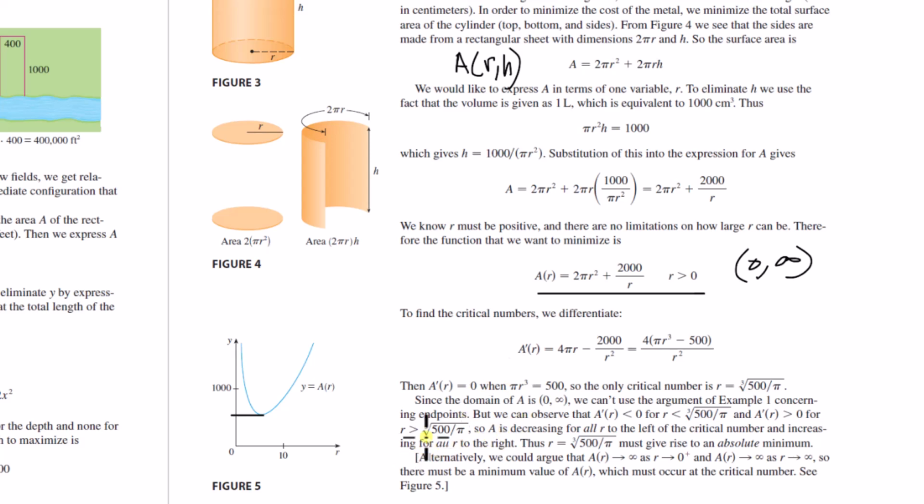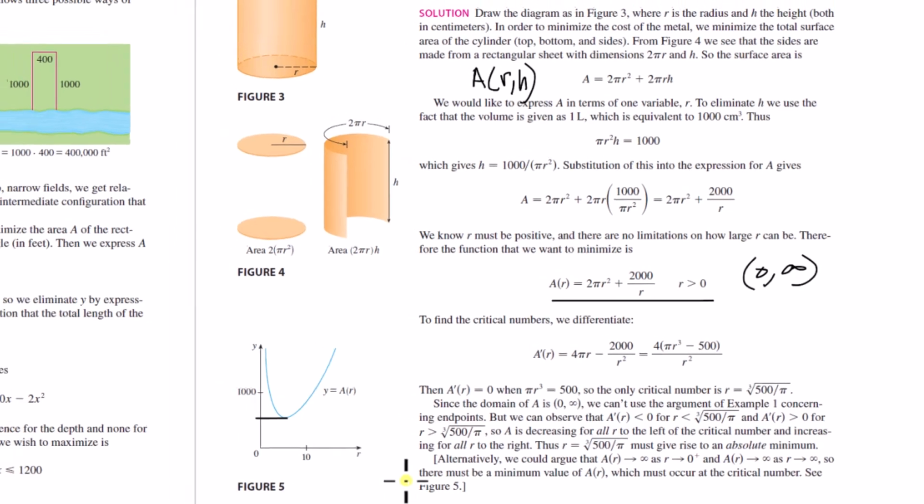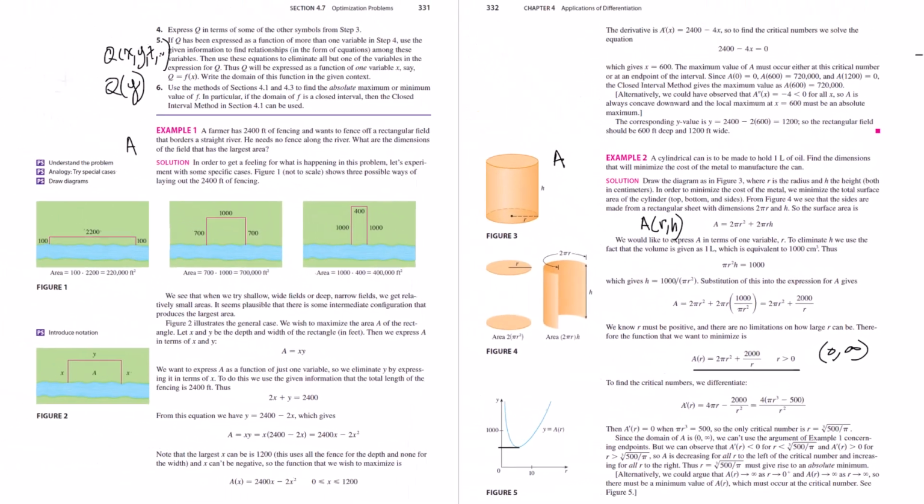The reason they give is that the first derivative is negative for all points to the left of this critical number, and there's only one critical number. The first derivative is positive for all points to the right, on the entire function to the right. So with that, you can say that must be the absolute min. You could use that idea if you want. That's more of an official math theorem.